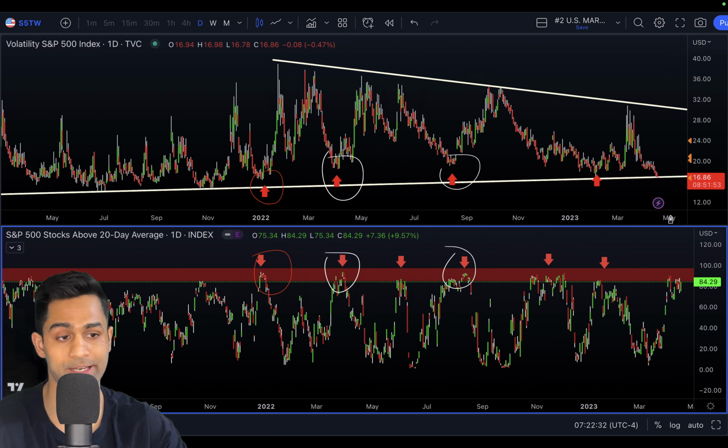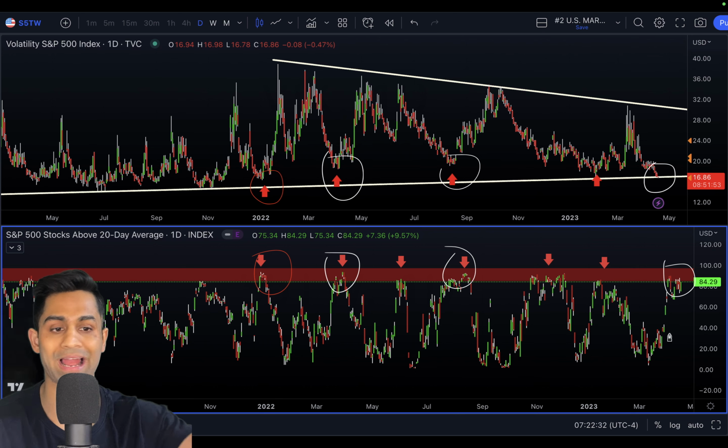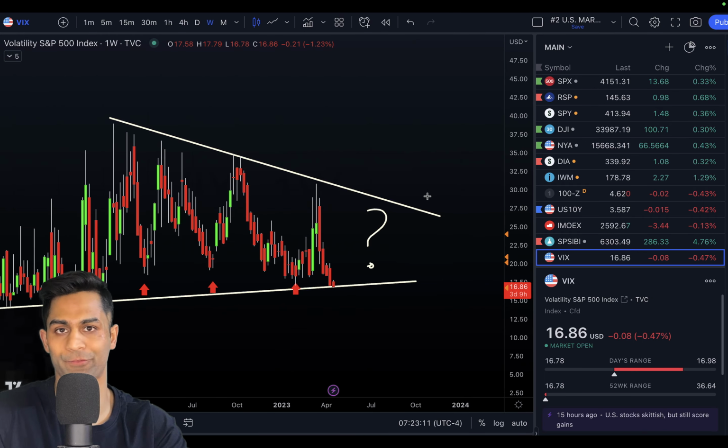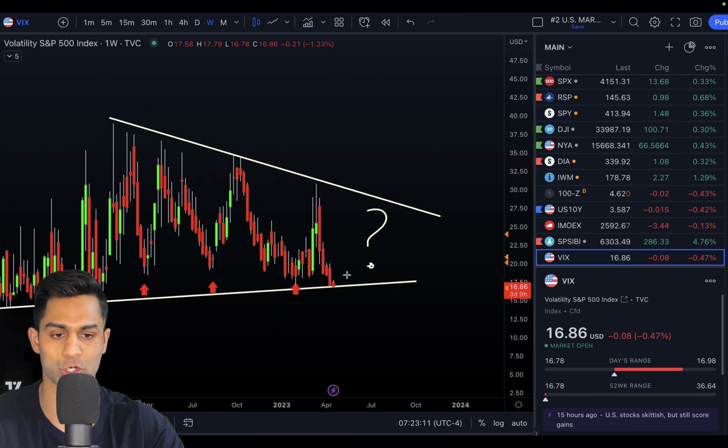And right now we're in an environment where, once again, you've got the volatility at a low level, under 17, with the majority of stocks once again trading past their 20-day moving average, 85 to 90% of stocks. So the real question is going to be, where does the VIX go from here? Are we going to see a little bit of a pushback higher?